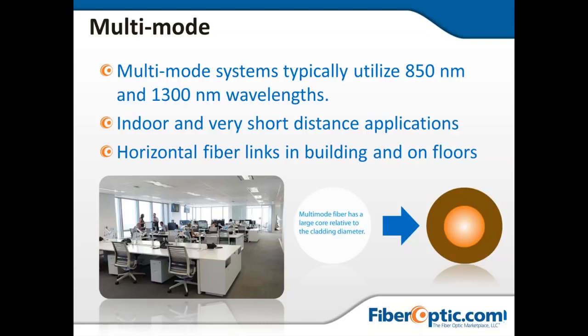Okay. So again, looking a little bit more at the multimode environment, what we have depicted here is an office environment, because typically the multimode systems are going to operate in this 850, 1300 nanometer wavelength. They're going to be between floors or between buildings, indoors, very short distance applications, horizontal links. So it's not going to be a very long run. It's going to be a shorter run, so your dynamic range can be a little bit lower. You don't need like a 40 dB OTDR for multimode. You'll never shoot that far.